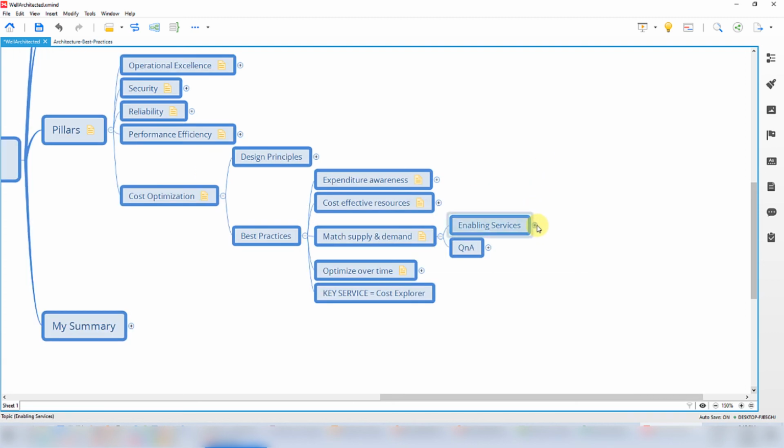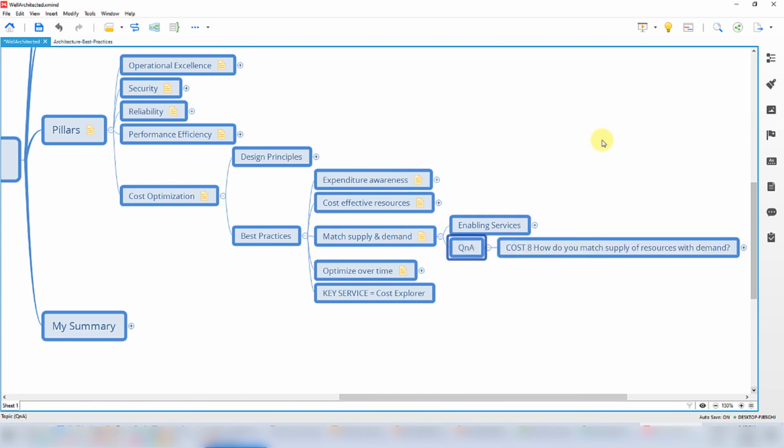Matching supply with demand. The key enabling service there is auto scaling. And the key question, how do you match supply of resources with demand?